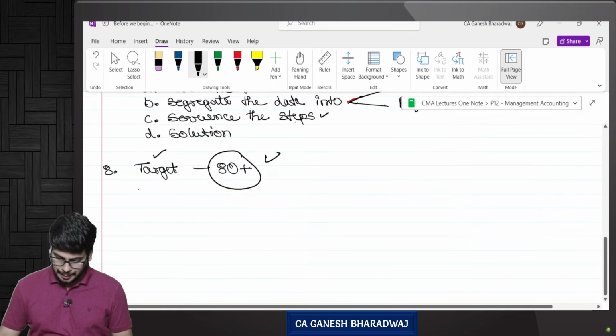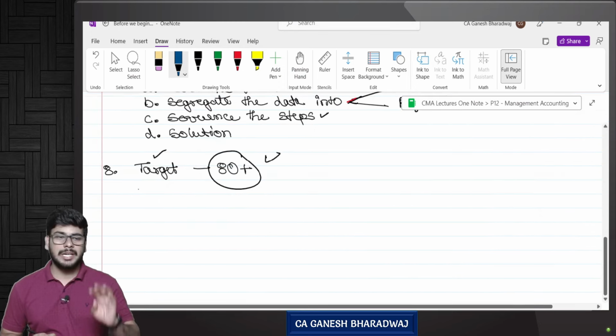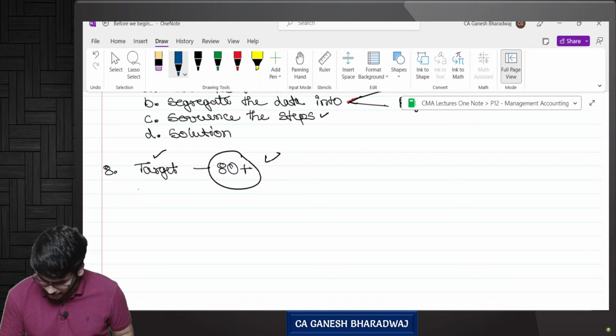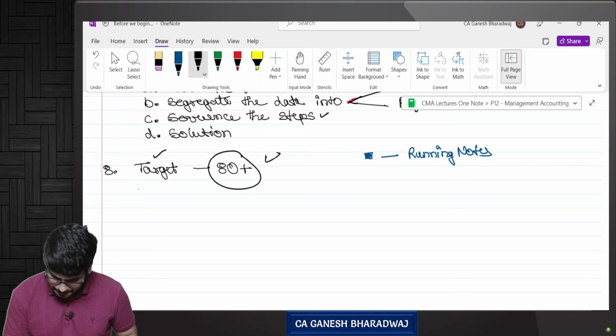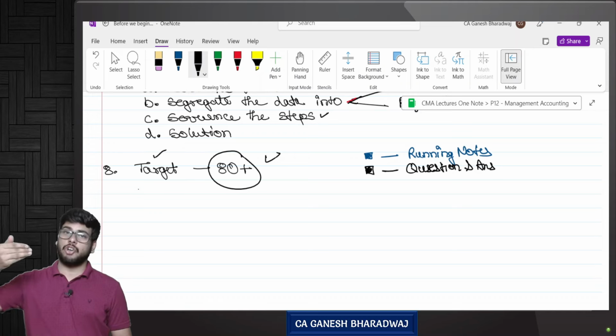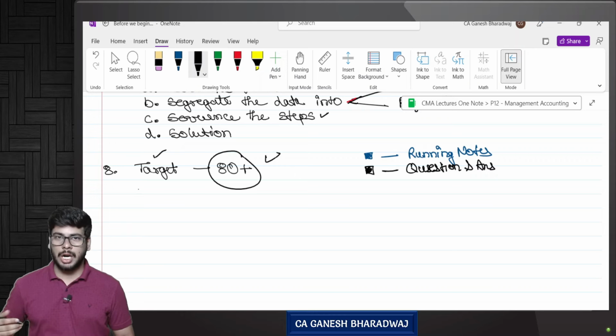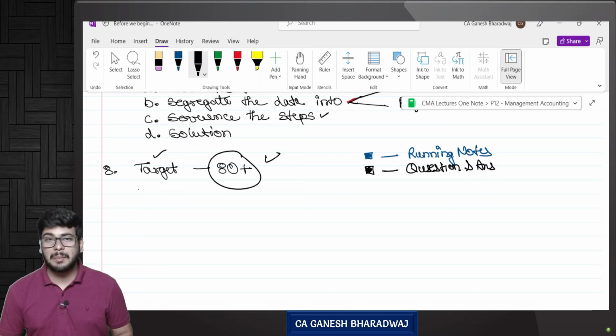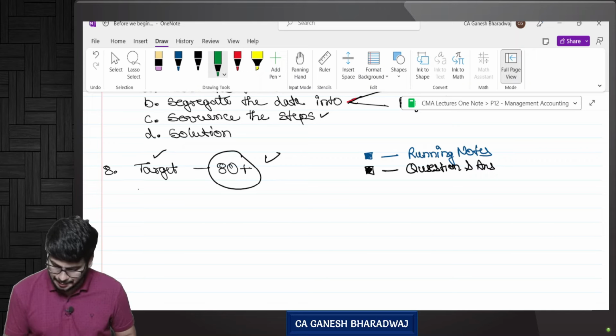And remember, it would be better if you maintain 4 color ballpoint pens. I will tell you what it is. Blue color is for running notes. Then black ink is for question and answers. So when you are solving all the question and answers once again in your house, after the lecture, use the black color ink and solve all the question and answers.